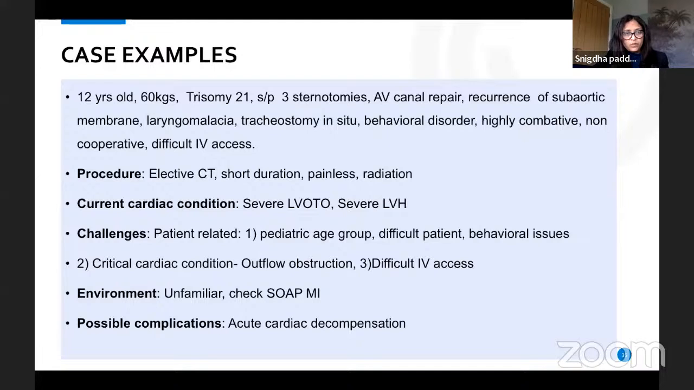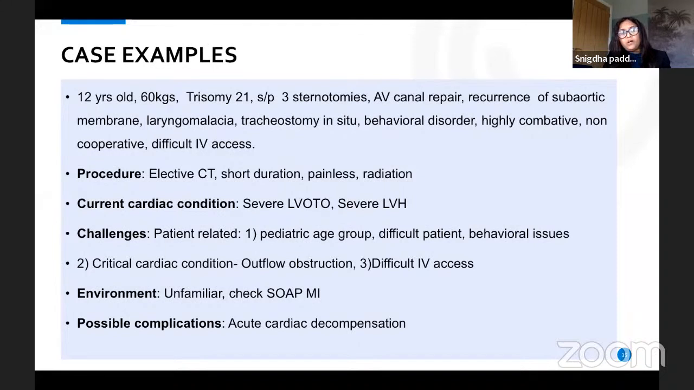This was a 12-year-old boy, 60 kilo, trisomy 21, status post 3 sternotomies and AV canal repair, recurrence of subaortic membrane, laryngomalacia, tracheostomy in situ, behavioral disorder, highly combative, non-cooperative with difficult IV access. Now, if you read this, any anesthesiologist will feel a little flabbergasted that there are too many things going on with this patient. And then how do you organize everything for this patient?